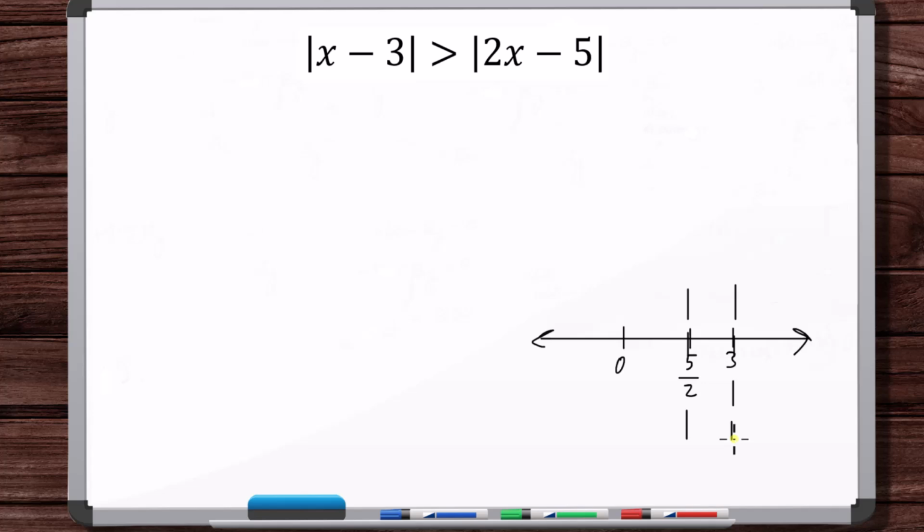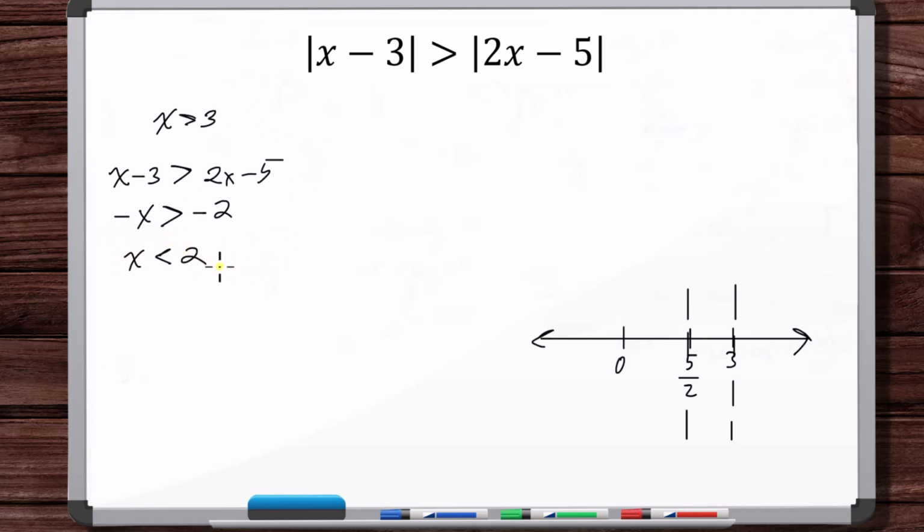So we've got these 3 separate regions here that we need to analyze. Let's start with x is greater than or equal to 3. In that case, this is going to be positive or 0, and this is going to be positive. So we do x minus 3 is greater than 2x minus 5. Let's just solve the inequality. Subtracting 2x from both sides, we get minus x. Adding 3 to both sides, minus 5 plus 3 is minus 2. Multiplying both sides by -1, flip the inequality, x is less than 2.